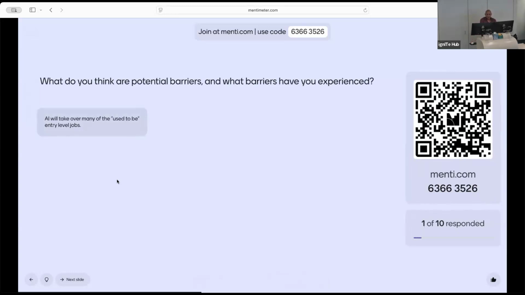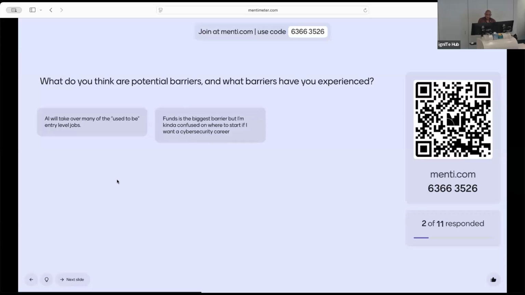Okay. "AI will take over many of the used-to-be entry-level jobs." Correct. Thank you, guest. It's not all over the board, but yes, unfortunately, a lot of entry-level jobs, especially, believe it or not, in cybersecurity and data, are going to be taken by AI, because those menial tasks of reviewing logs and going through piles of data trying to find good, usable data, that is something AI can do.